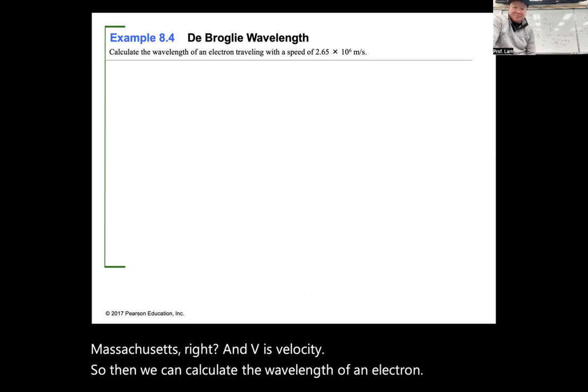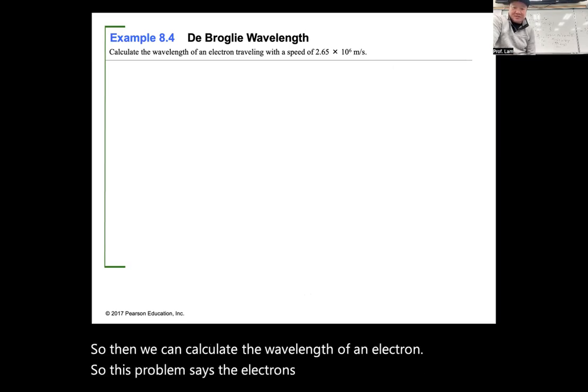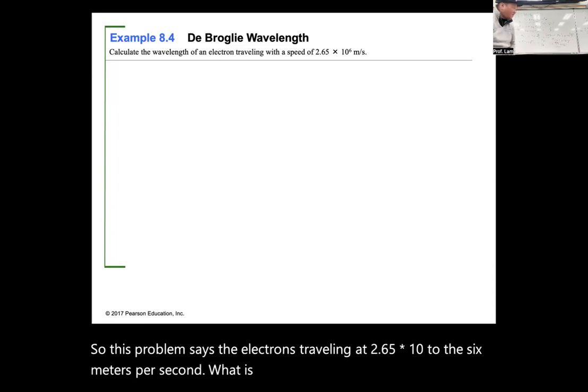So this problem says the electron's traveling at 2.65 times 10 to the 6 meters per second. What is the wavelength of the electron? Okay, so let's calculate that.